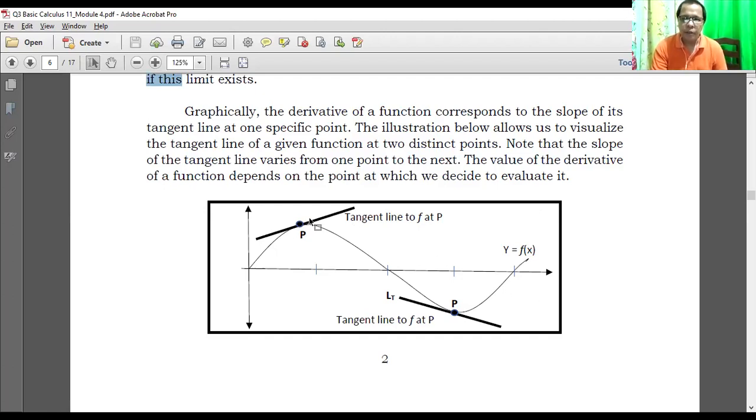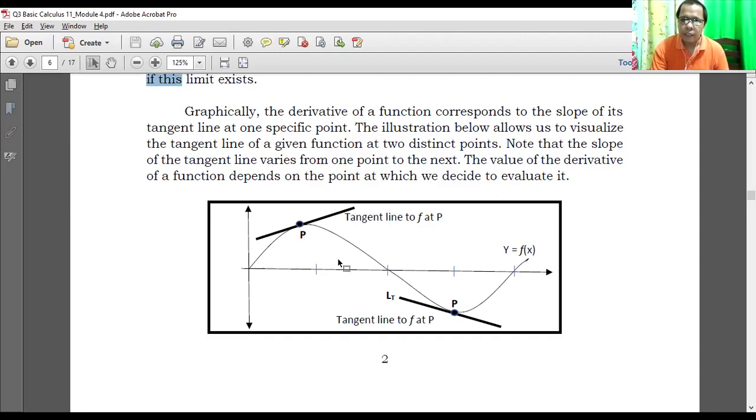At any point along the curve, let's say, point P. Depending on where you want to solve, you can assign P anywhere. Now, at every point there, we have what is called a tangent line. Tangent line. Do you remember this from your junior high school?